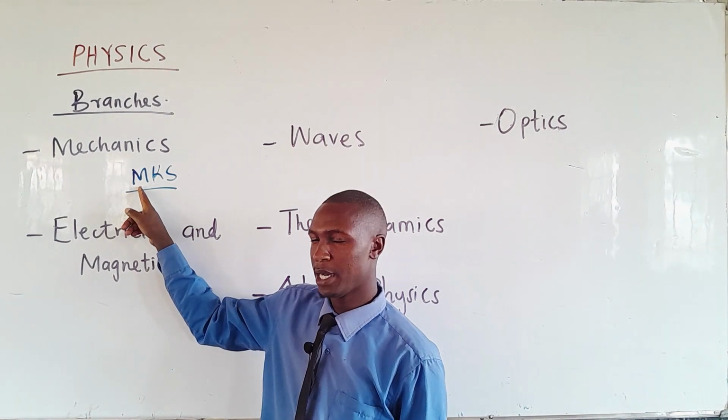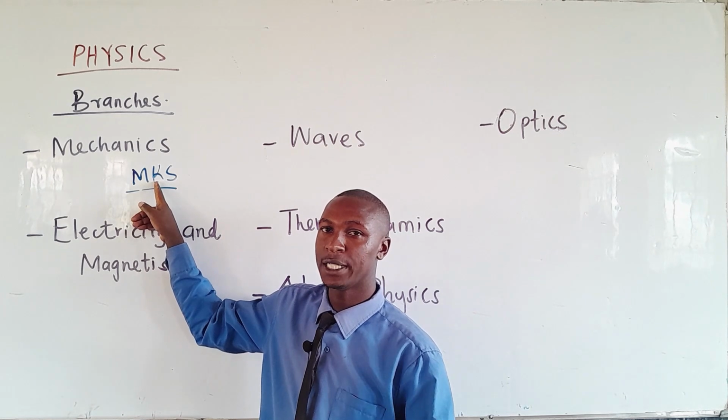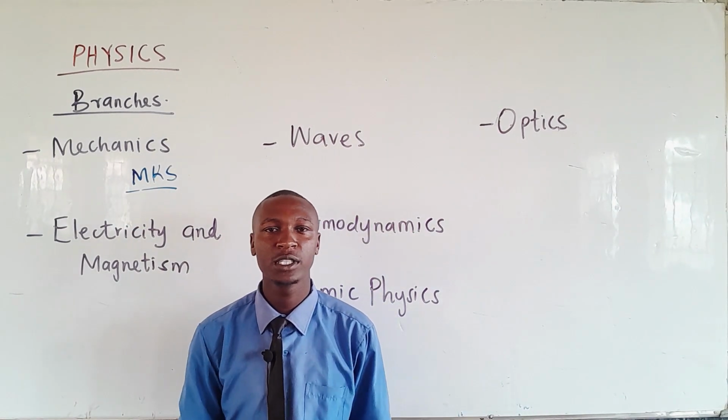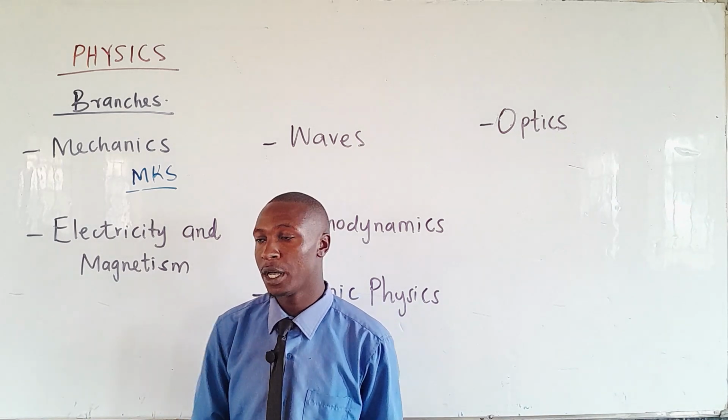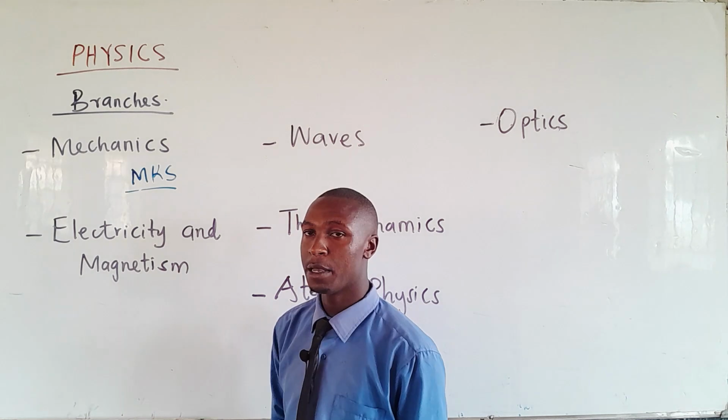The M means meters, to represent the length. K means kg, to represent the mass, and S represents seconds, which is also time. And therefore most of the basic units we are going to discuss are going to deal with the MKS system.